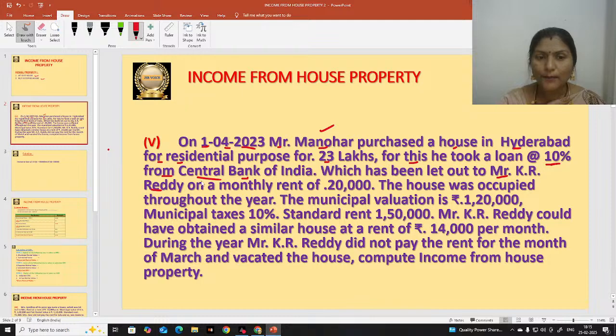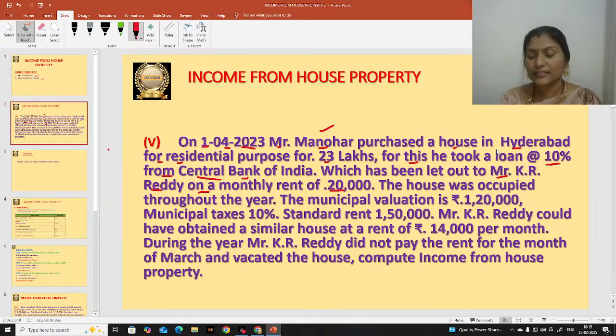So this house is let out to one person and the tenant name is K.R. Reddy, on a monthly rent of 20,000. So what is the monthly rent that our assessee is collecting from that person? 20,000 per month. So every month he is collecting 20,000 rupees. Okay. Let us complete the question. Then we will go to our solution box and we will record information. So 20,000 is the monthly rent that he is collecting.